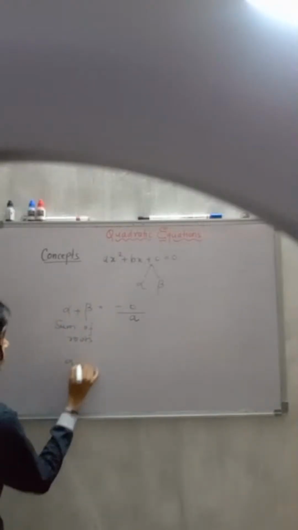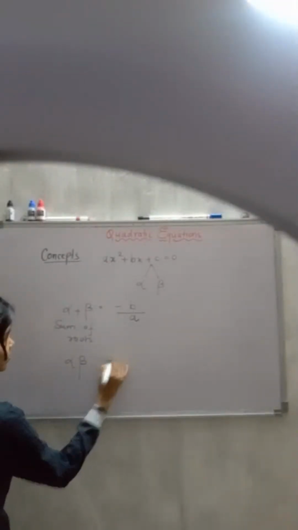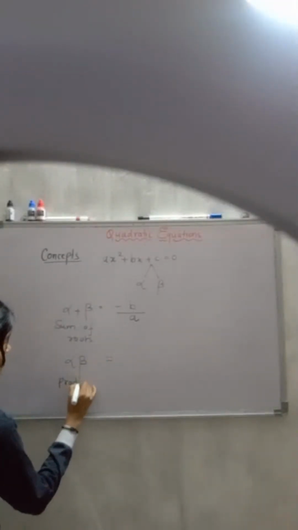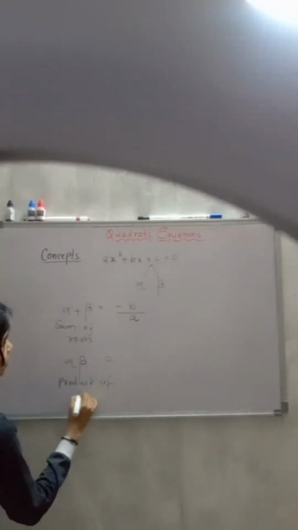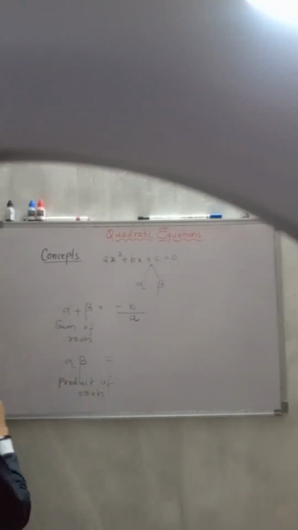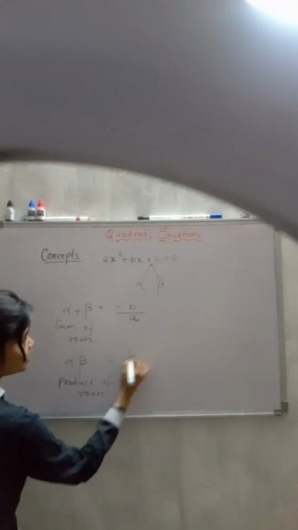Now similarly, the product of roots will be equal to c by a. C is the constant term upon the coefficient of x square.